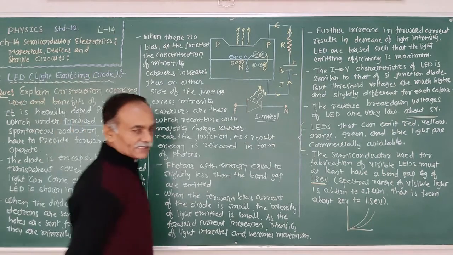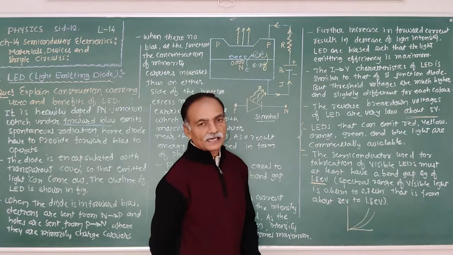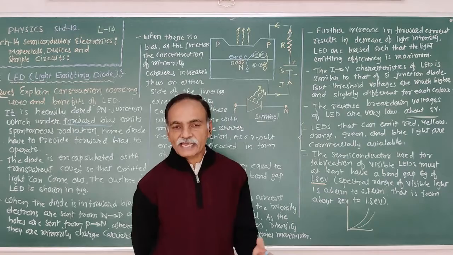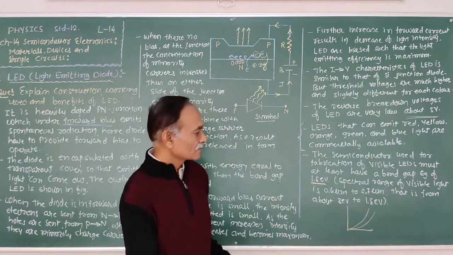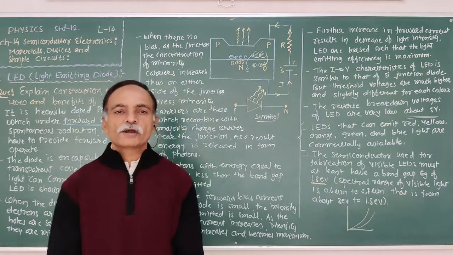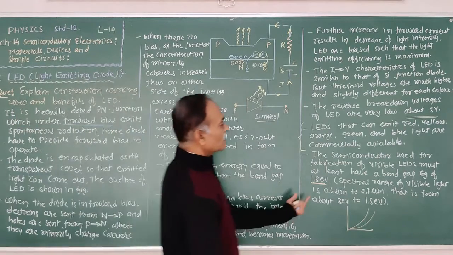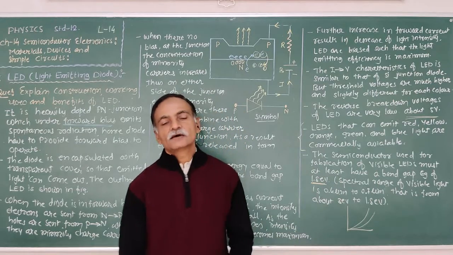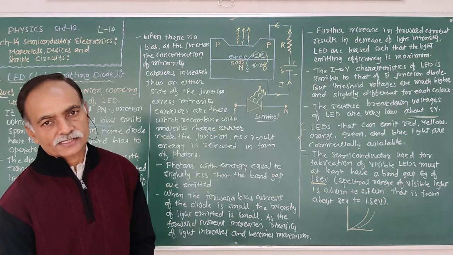The semiconductor used for fabrication of the visible light emitting diode must at least have a band gap energy in the order of 1.8 electron volt, because the spectral range of visible light is in the order of 0.4 micrometer to 0.7 micrometer, and corresponding to that the value of the band gap energy is from 3 electron volt to 1.8 electron volt.